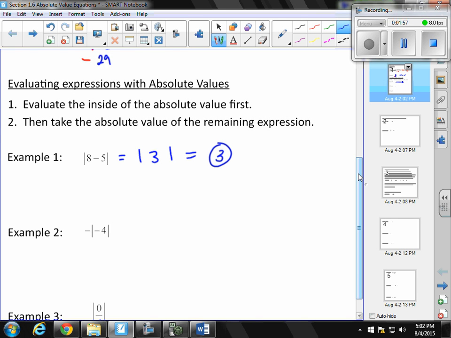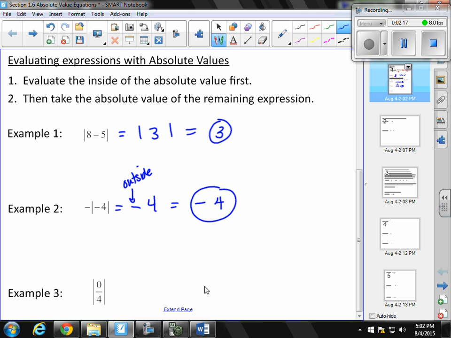Example number 2. Again, we're going to do the absolute value first, so the negative sign on the outside stays, and then the absolute value of negative 4 is 4. So our final answer is negative 4, because that negative sign was on the outside of the absolute value symbol. And the absolute value of 0 divided by 4, first thing I'm going to do is the division that's inside the absolute value. 0 divided by 4 is 0, and the absolute value of 0 is 0.